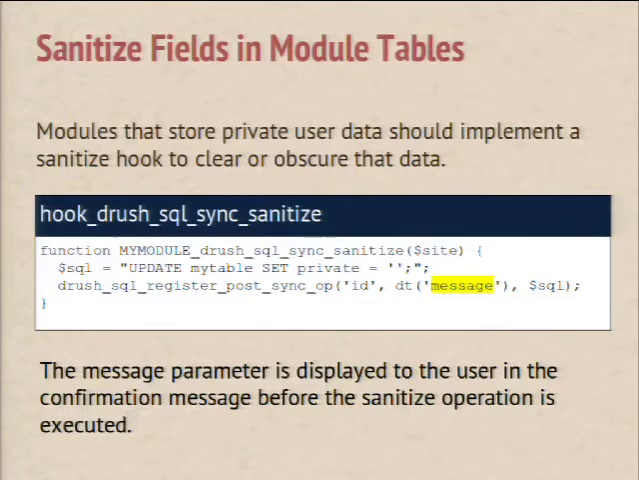You have to put this hook into your drush.inc file inside of your module. So you can use Drushify with your module name to make a basic template, and then you can fill this hook in and add your particular sanitization. So then Drush will find your command file and clear out that information.